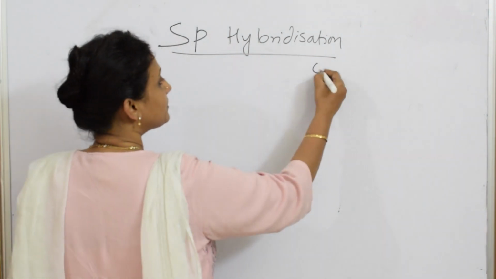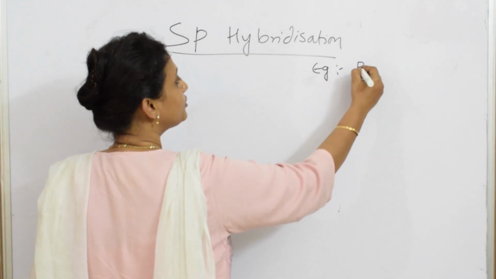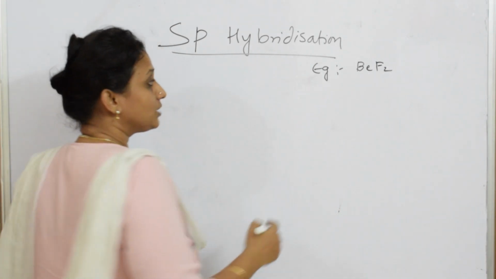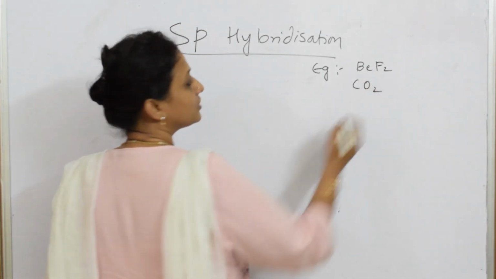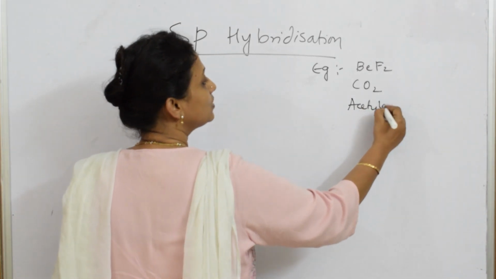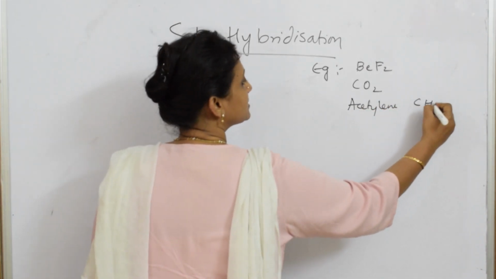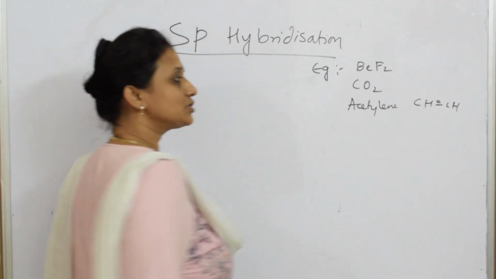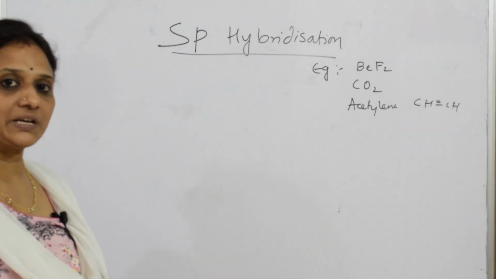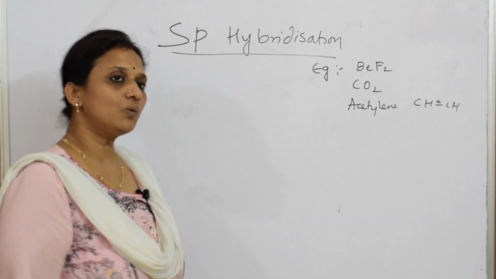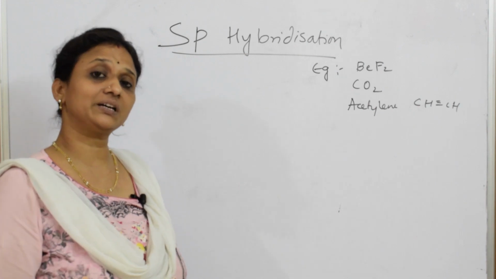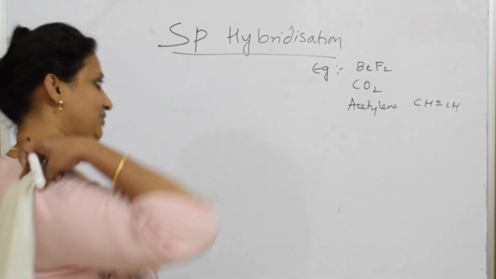Now for the sp hybridization, for example, I'm going to pick up a basic example, BeF2. You can pick up an example of carbon dioxide. You can pick up an example of acetylene. All these have sp hybridization. So all these examples come under sp hybridization. Fine. So now how will I know that it has sp hybridization? I'll give you a small clue, see whether it works.